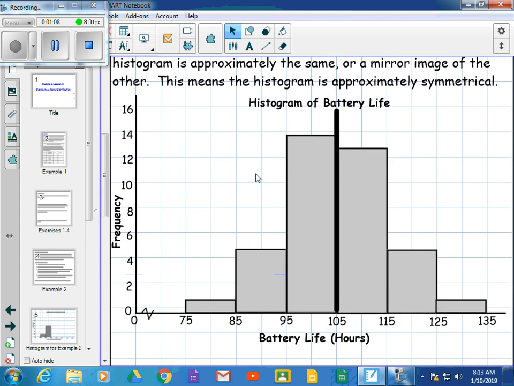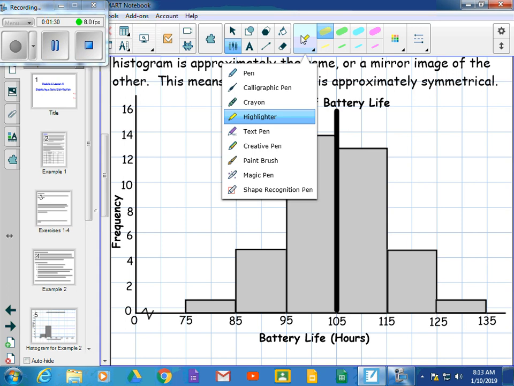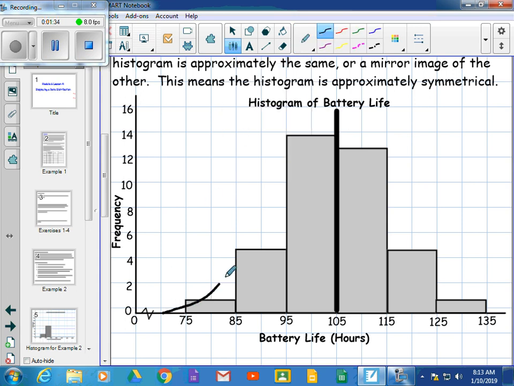So again, let's look at the histogram. Notice that the data mounds around the center of about 105. Now we don't know that it's exactly 105 because in a histogram the data is given in intervals. But we can see that it's sort of in the center right here. As a matter of fact, if we connect the tops of the bars, we can see that mound shape.